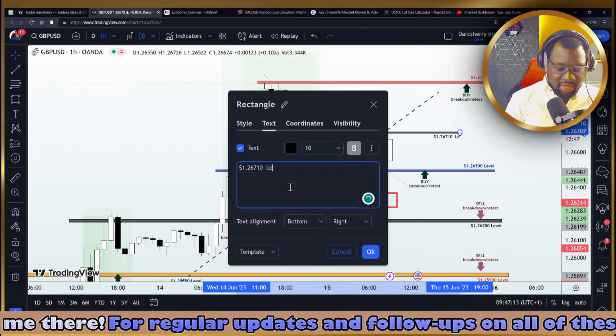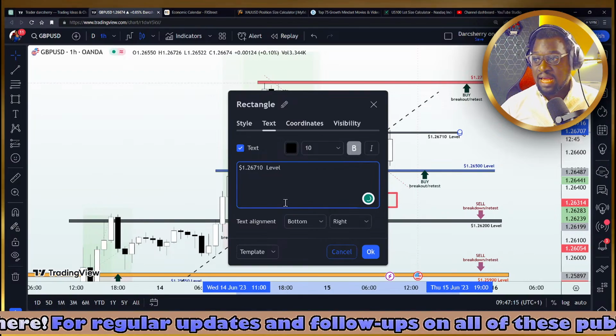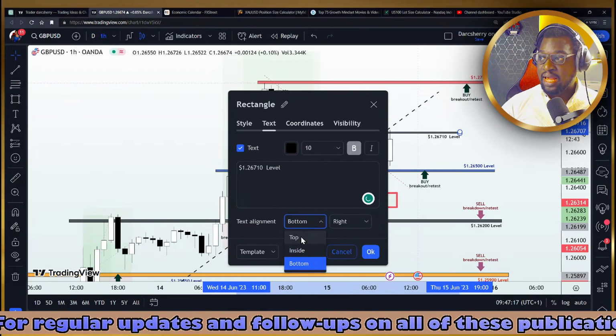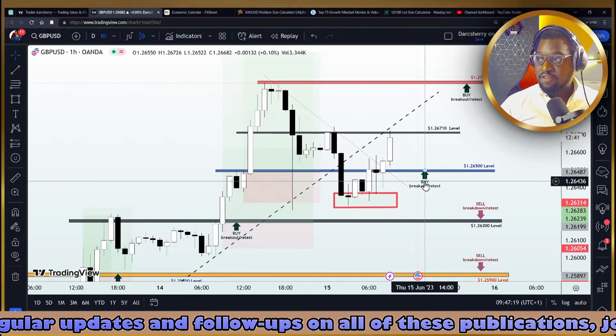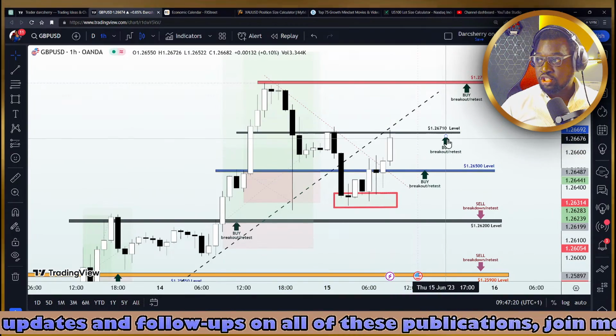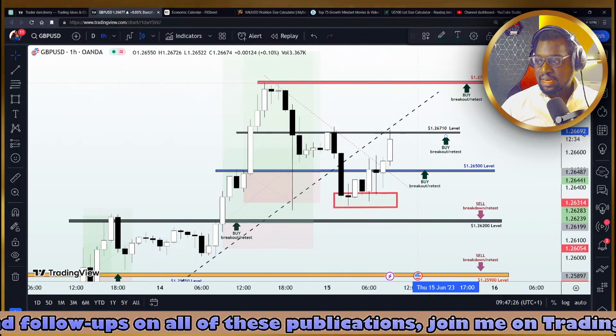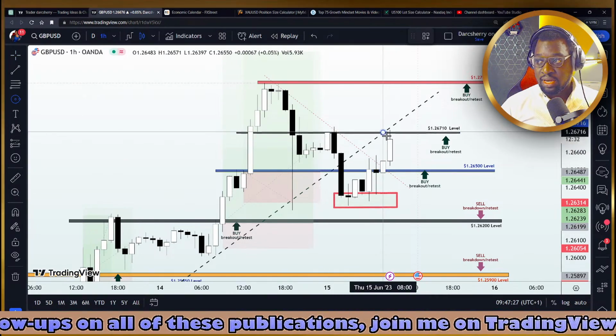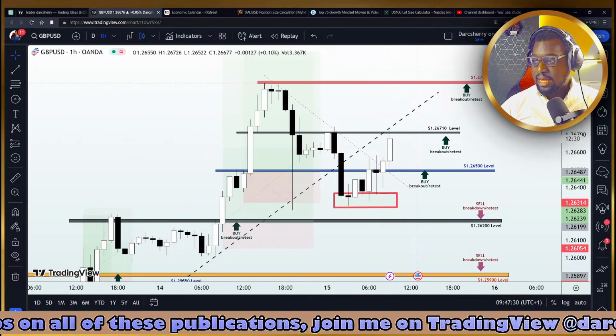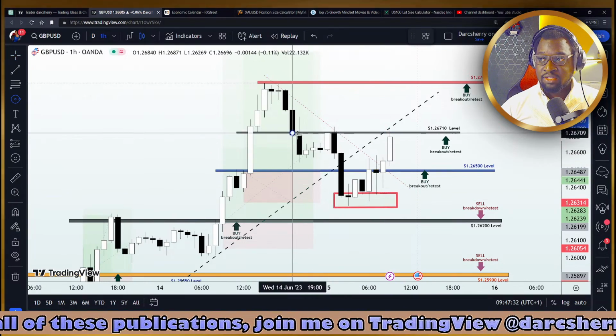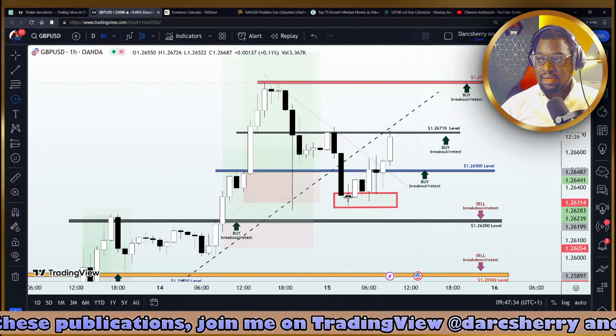1.2670710 level. Want to mark that level out on your chart. We want to see how price action will be reacting to this level to determine if we are going to be adding more buy position to our existing trade or get ready to sell. Now, if you look at that level, it shares a confluence with the trend line.